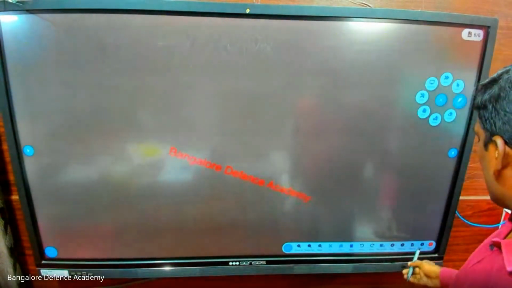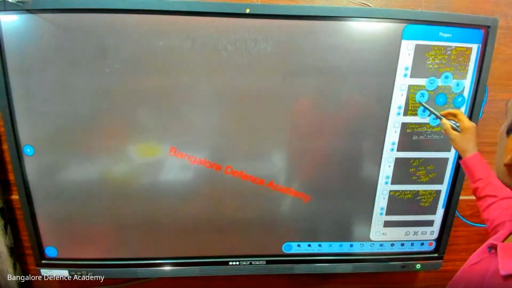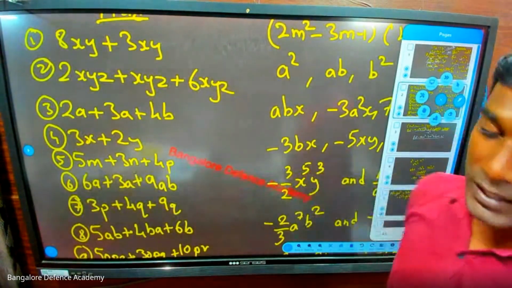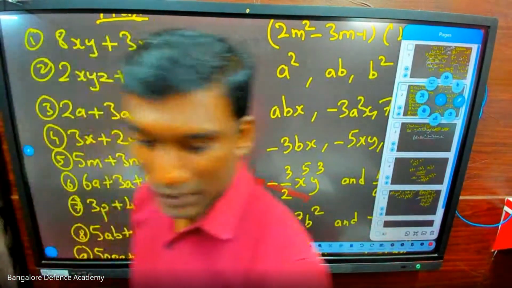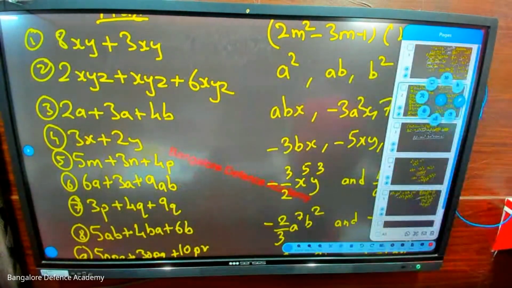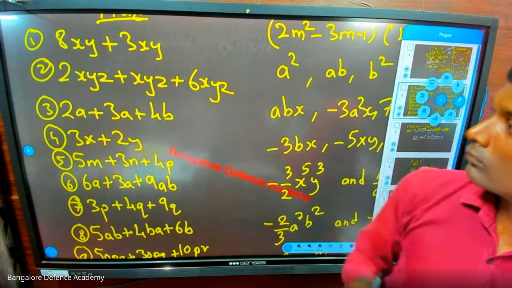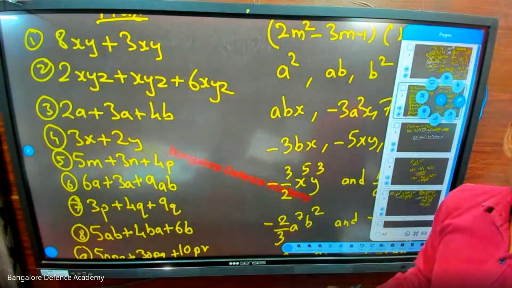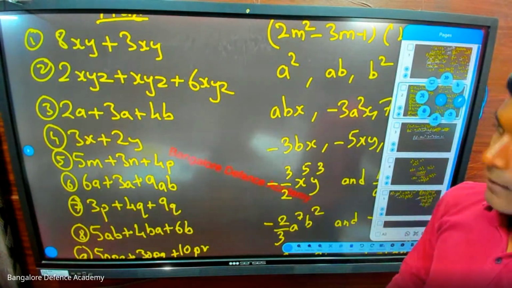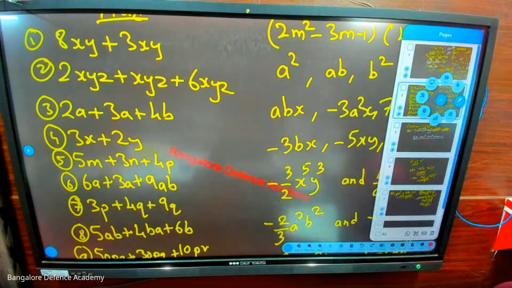अभी हमें ये question दिया था मैंने. हाँ बोलो, 8xy first का answer क्या है? 11xy. Next. 9xyz. हाँ, okay, next. 5a plus 4b. Okay sir, as it is. Okay, next also as it is.